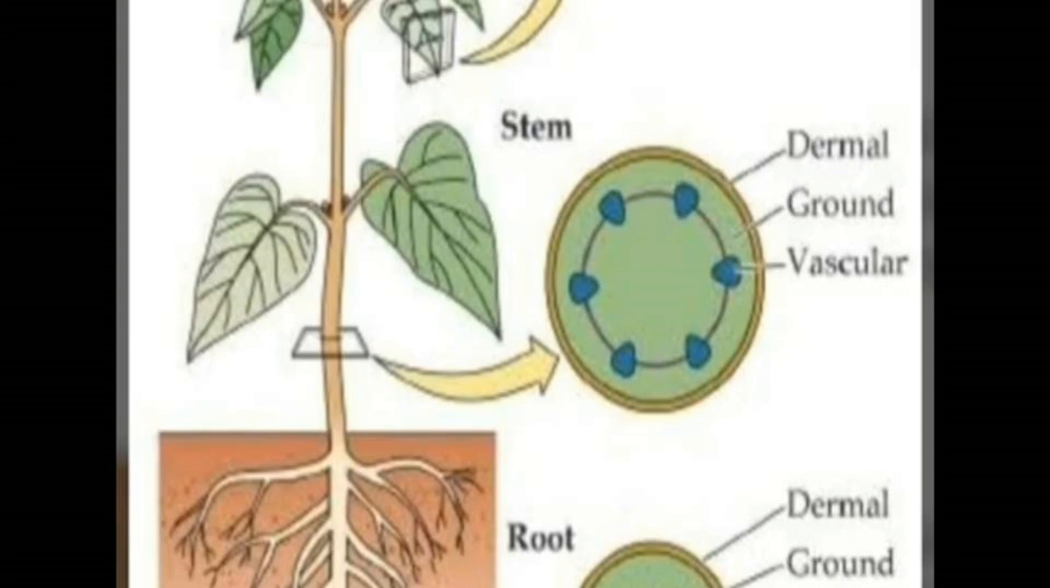Now we are going to see the tissue system. It was introduced by Sachs in 1875. There are three types of tissue system. One is dermal, the second is ground and the third is vascular. Dermal is otherwise called epidermal tissue. In this picture you can see the three types of tissue: dermal, ground and vascular.